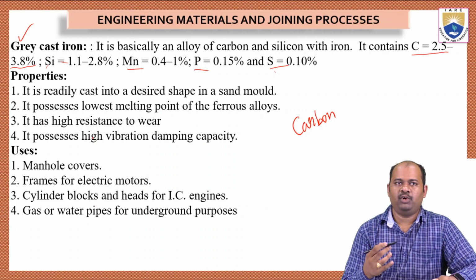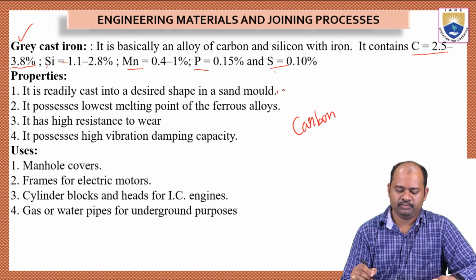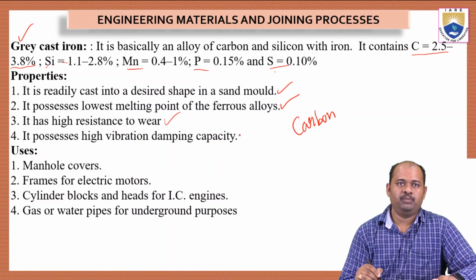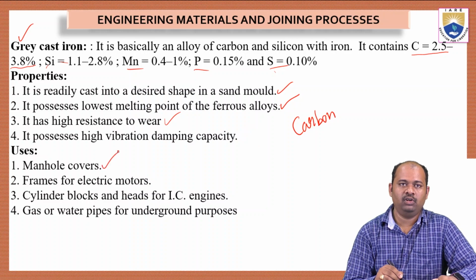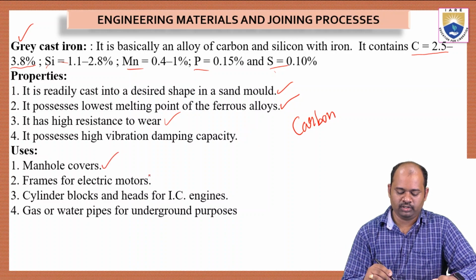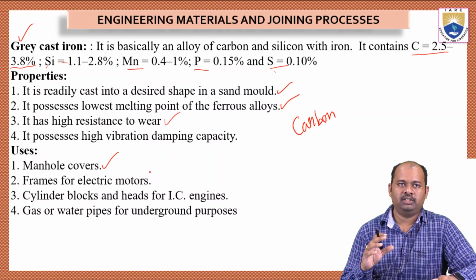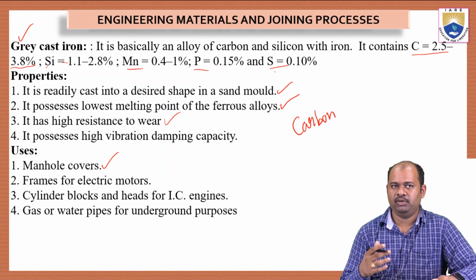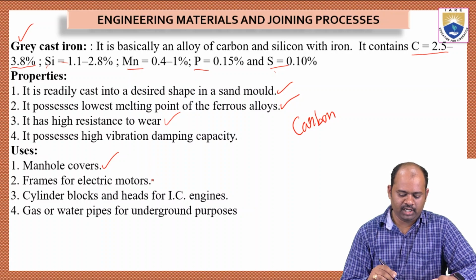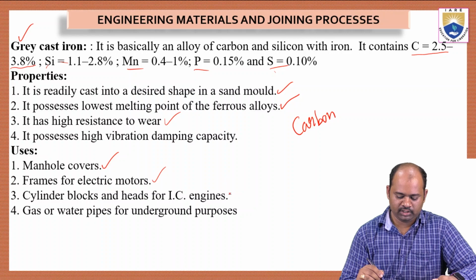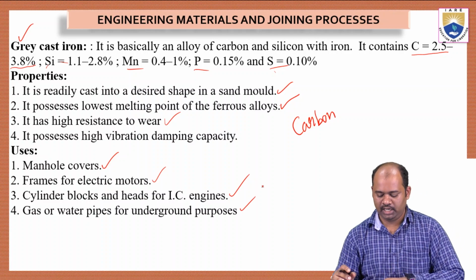So it has many properties, like it is readily cast into desired shapes. It possesses the low melting point of the ferrous alloys, and it has high resistance to wear. It possesses high vibration damping capacity. And these are mostly used for the preparation of manhole covers, which we see on the roads. So those manhole covers, which are circular in shape, are made up of this grey cast iron. Frames for electric motors are made. Cylinder blocks and heads of IC engines are made. Gas or water pipes for underground purposes are made up of grey cast iron.